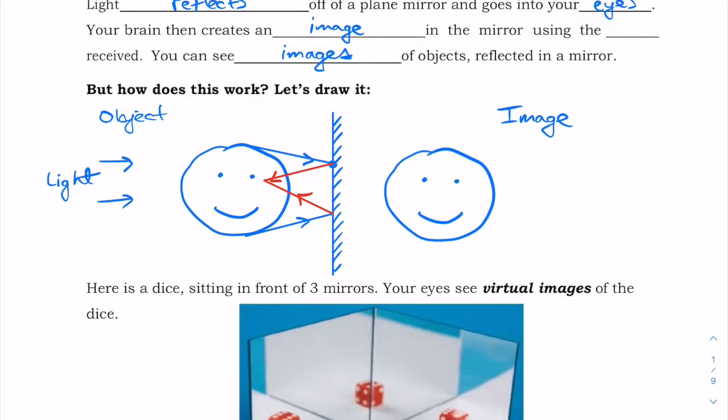So this is a very simplistic picture. In reality, there's hundreds of these rays of light, maybe more, that are entering your eye, and your brain is processing them all to make an image. But how does your brain see an image on the other side of the mirror? Well, here's what your brain does. It perceives it like the light is coming from the other side of the mirror, like so.